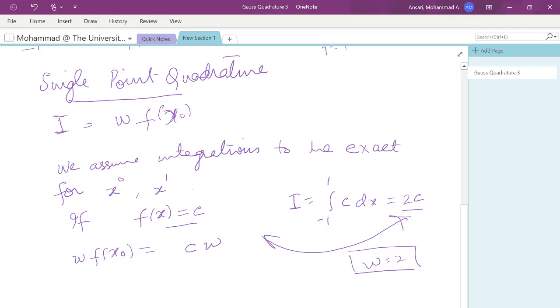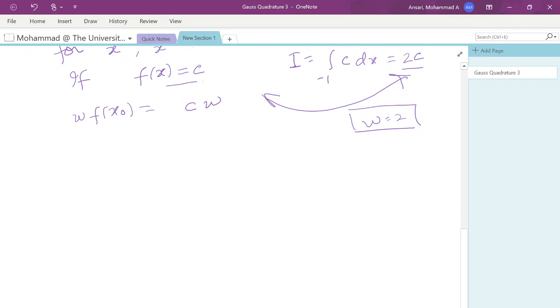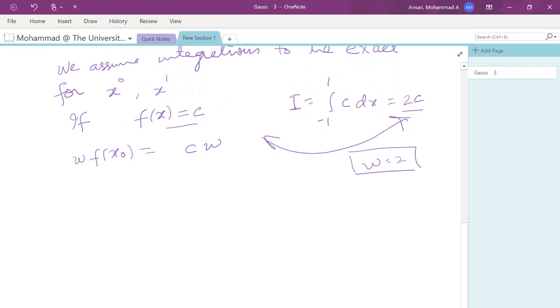Okay, this is fine. Now what about x naught? We still don't know x naught and we have one more unknown. So let this technique now be exact for x to the 1 also, which means that f(x) equals x. Now if f(x) equals x, your exact integral computed from here is the integral from minus 1 to 1 of x dx, which is nothing but 0.